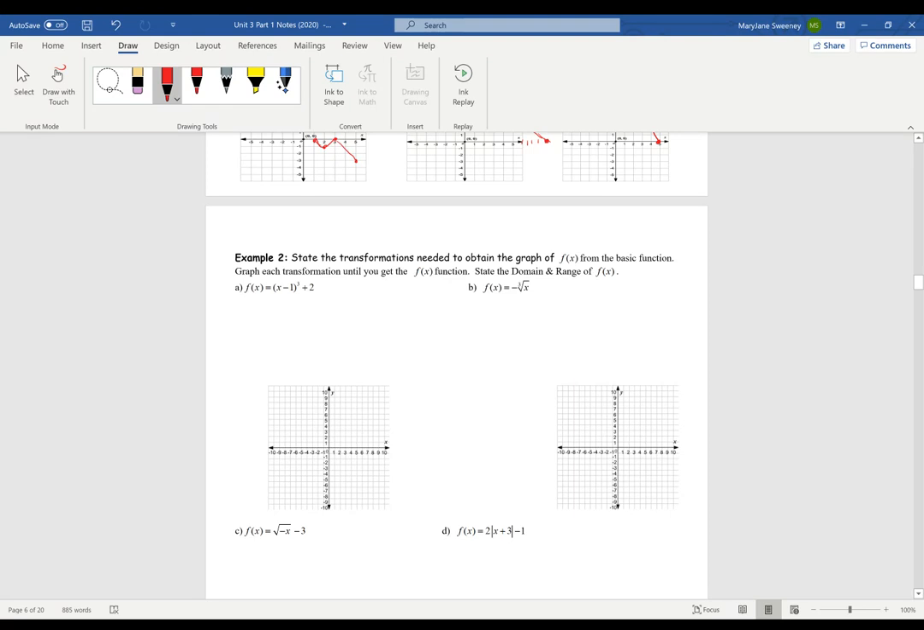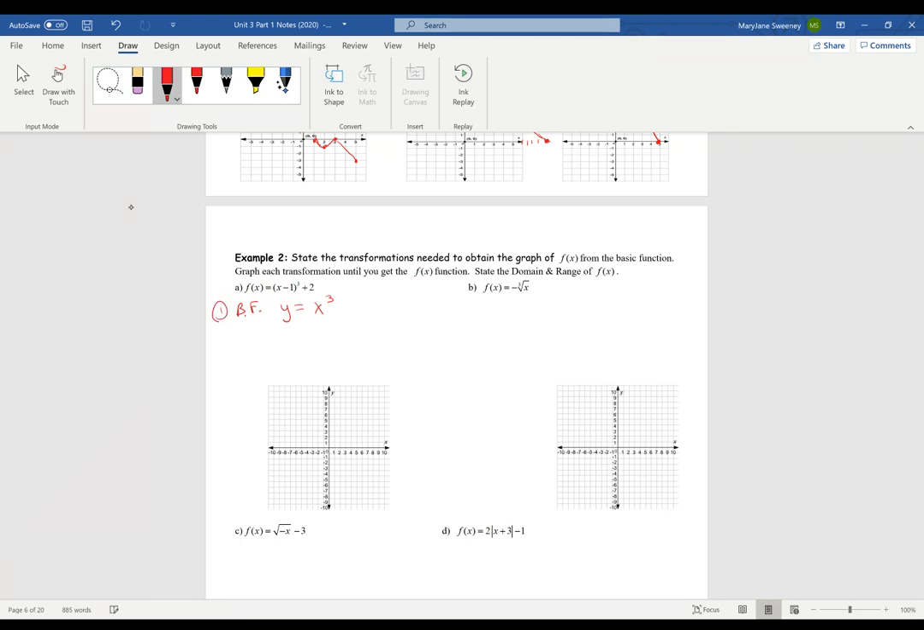Okay, state the transformations needed to obtain the graph of f of x from the basic function. Graph each transformation until you get the f of x function. State the domain and range. Okay, so we don't have to necessarily graph all of these, but I'm going to show you a few. So I usually say, okay, basic function is y equals x cubed. This is a cubic function.